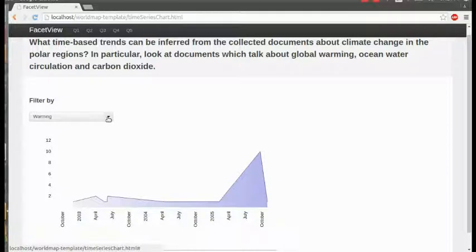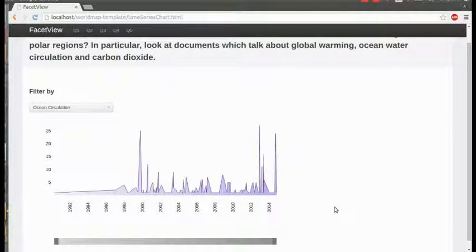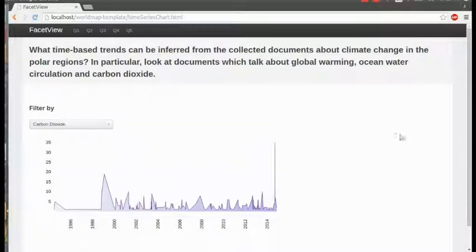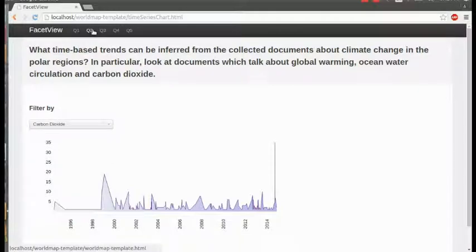We can also select some other data by using the drop down menu. For example, if we select ocean circulation, you can see that the distribution changes because this is a representation of documents which talk about ocean water circulation. Here also we can see many peaks, and these peaks represent the time periods when this topic was discussed a lot. The third topic for this data is carbon dioxide. As you can see, when we select that term, the data changes to show the distribution of documents which mention carbon dioxide. Now let's have a look at the second query.